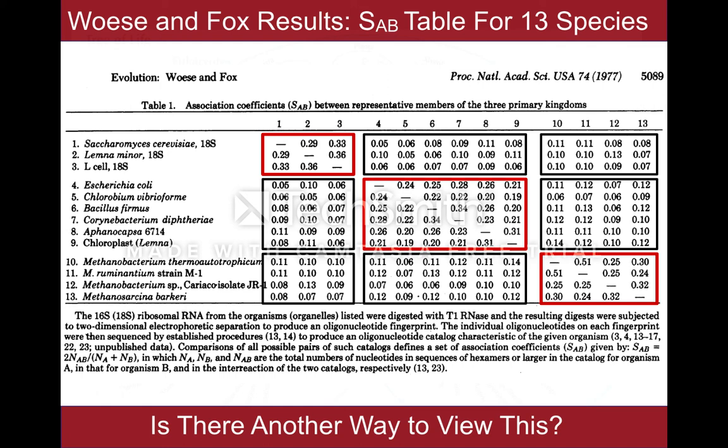Woese died a few years ago, and I really wish I had asked him about this. George Fox is, I think, still alive, but I'm not sure. I really am curious why. What was the decision that led them to not show a tree? I'm sure they thought about it. I'm sure there was a reason. They probably didn't want to get into an argument with people about the structure of the tree. But it would have helped to show a tree.